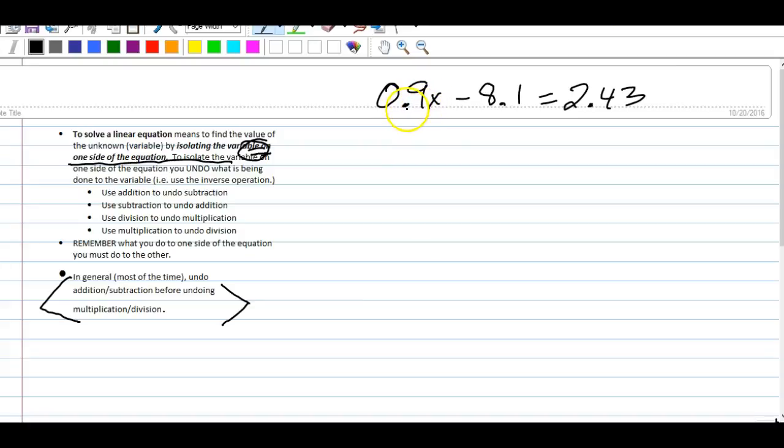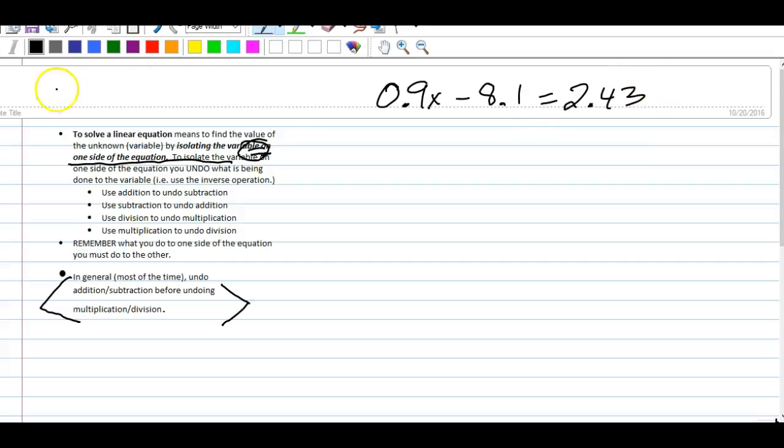So for example, this is 0.9. In order to make 0.9 a whole number, I'd have to move the decimal one place to the right, which is equivalent to multiplying by 10. To make 8.1 a whole number, I have to move the decimal one place to the right, which is equivalent to multiplying by 10. But in order to make 2.43 a whole number, I'd have to move the decimal 2 places to the right, which is equivalent to multiplying by 100. 100 is greater than 10, so that means I need to multiply everybody through by 100.